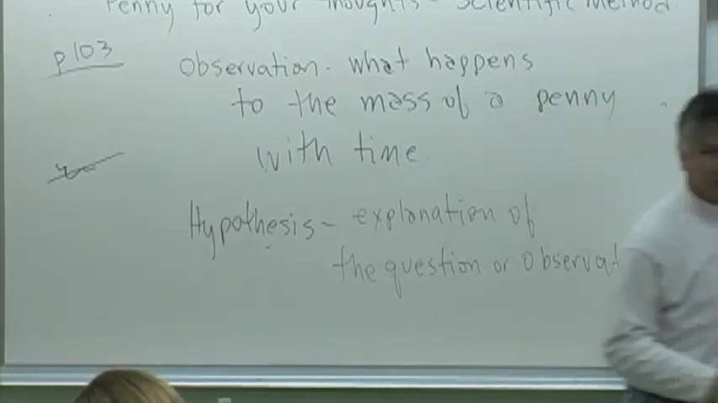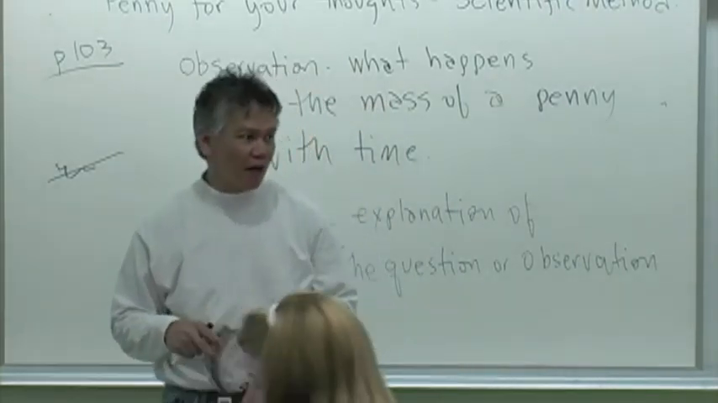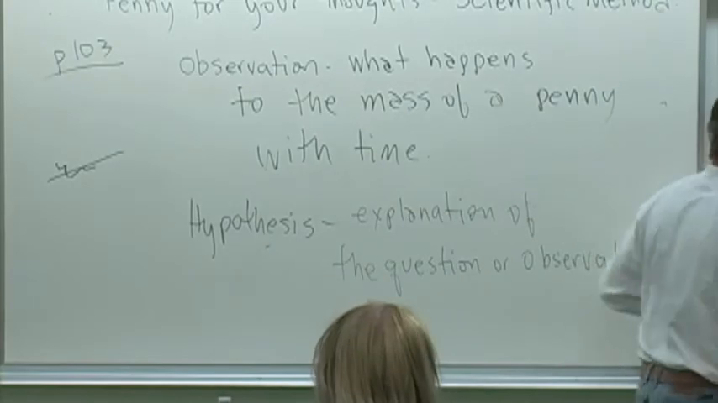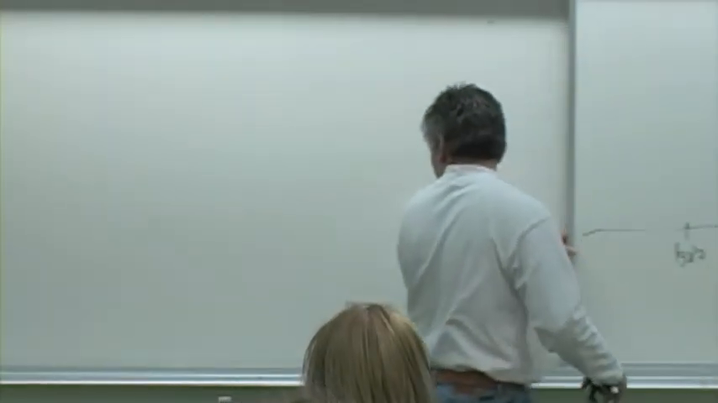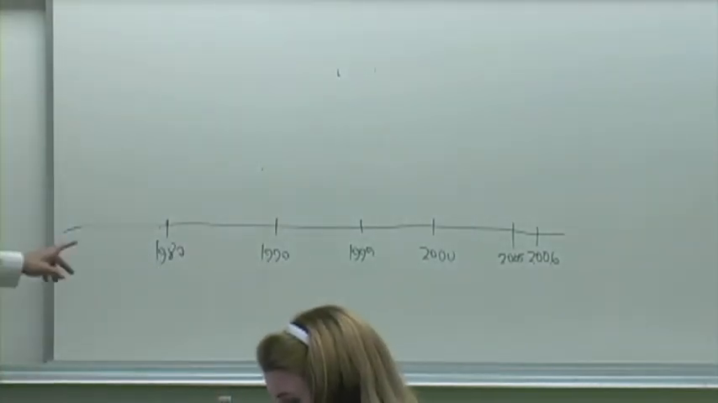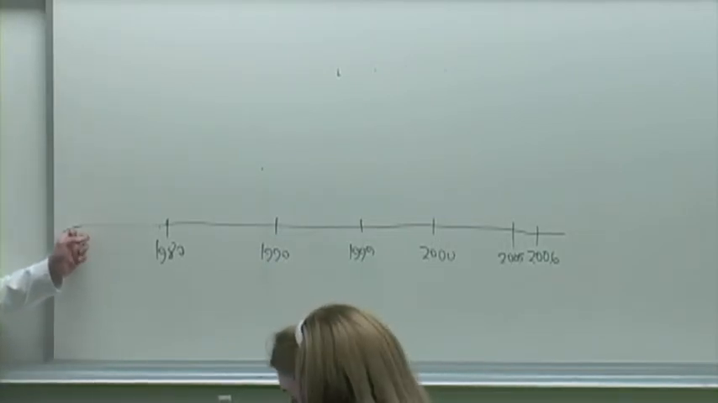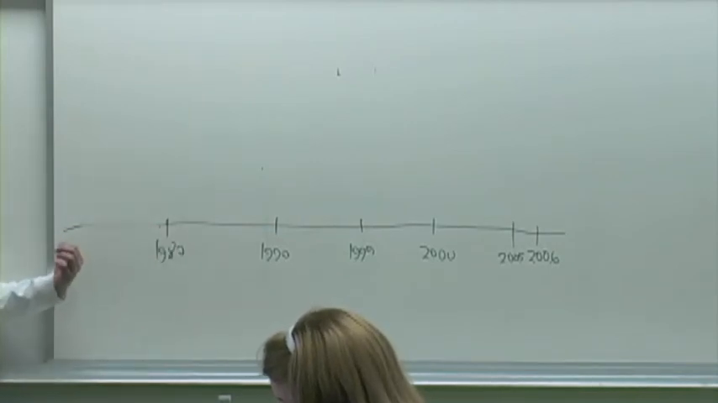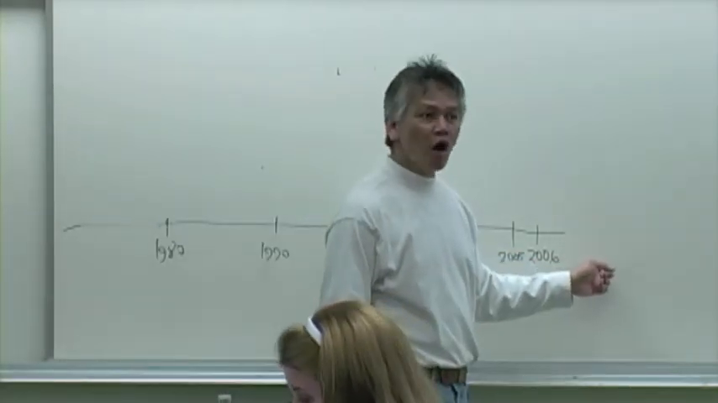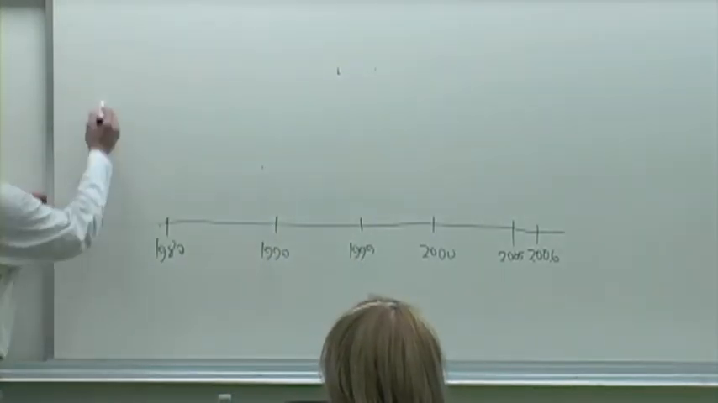Okay, let me just grab your attention for a moment. So the first part of this experiment is to actually verify what happens to the mass of a penny with age. And so what you want to do is create a graph. And you can do the graph in one of two ways. You can have the year at which that penny was minted down here, and start with the lowest year on the left and the most recent year on the right, or you can work your way backwards.